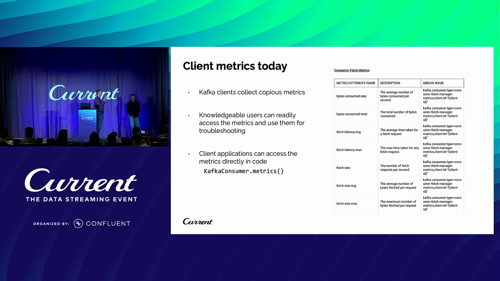But they were designed with knowledgeable users in mind, I suppose, right? So on the right-hand side is an example from the Kafka client documentation. It's just a big table of metrics, but the way they're described is really quite complicated to understand. There's this thing called MBean name. Almost nobody knows what an MBean is.